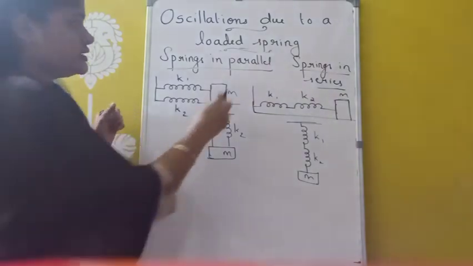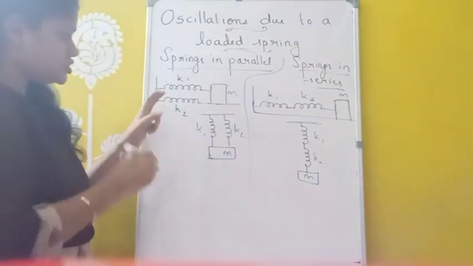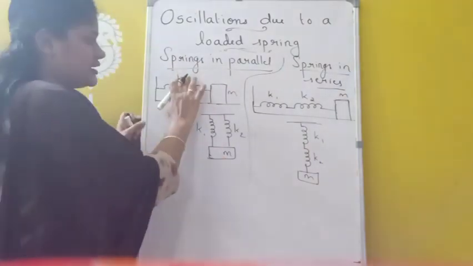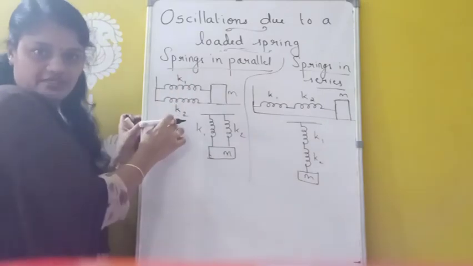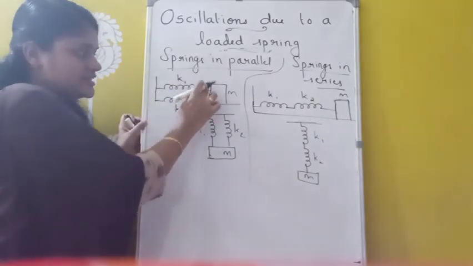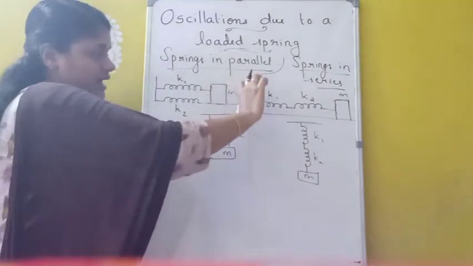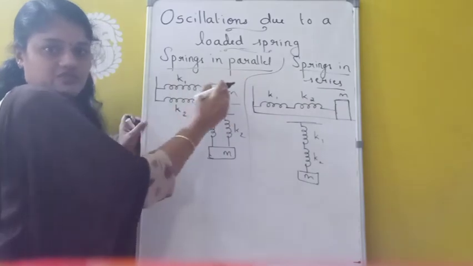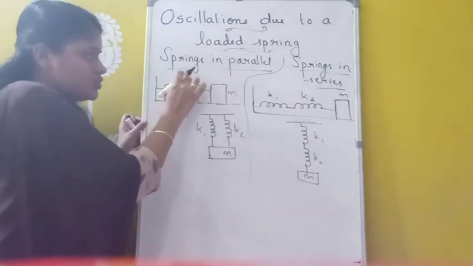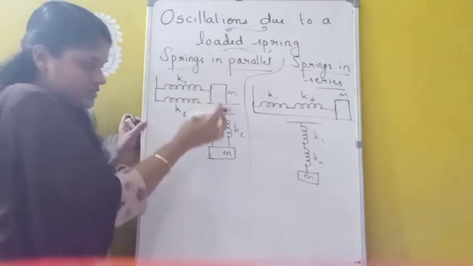So first one, springs connected in parallel. See here, two springs are there having spring constants K1 and K2 connected in parallel with a mass M. When we are stretching this mass and releasing, the springs will be executing simple harmonic motion. Here we can see that both the springs are connected in parallel. So this is one parallel combination, and another one is like this.